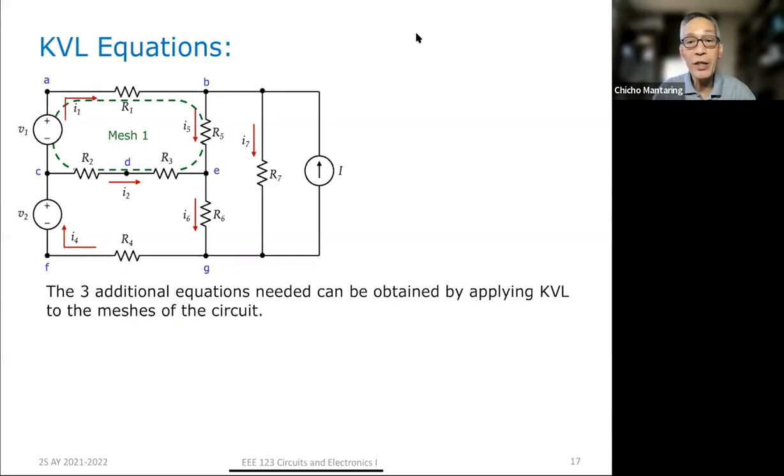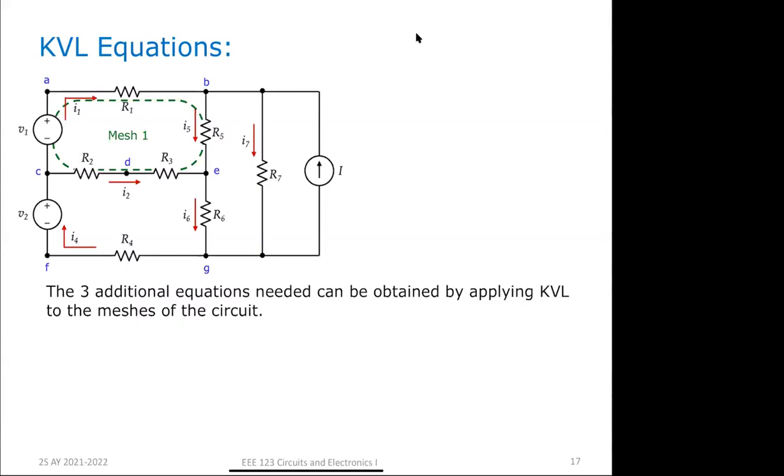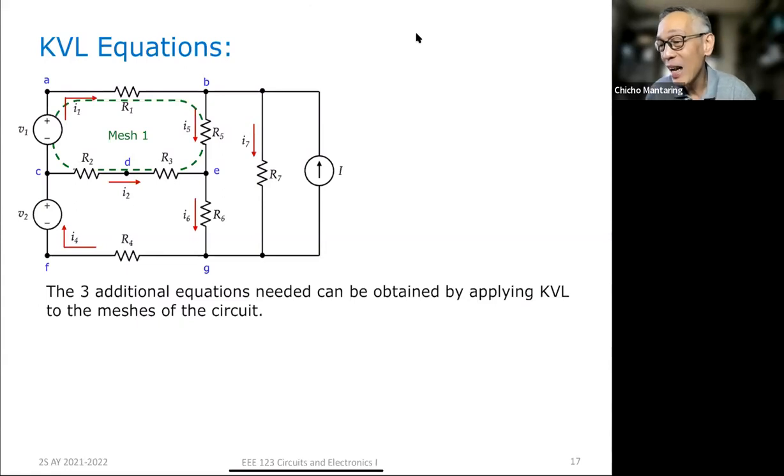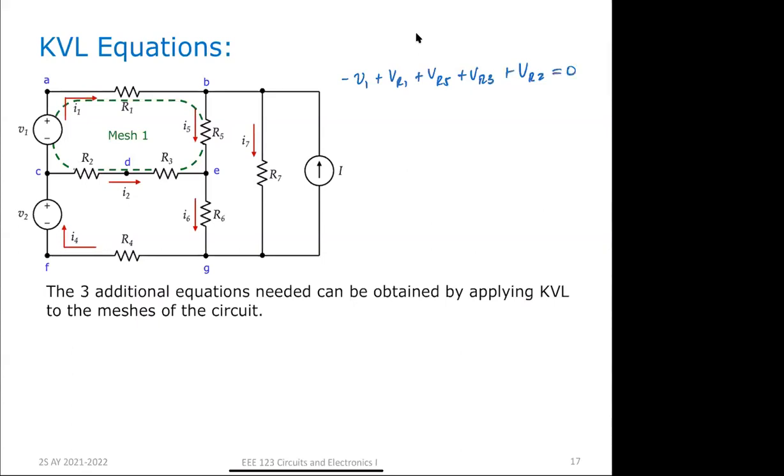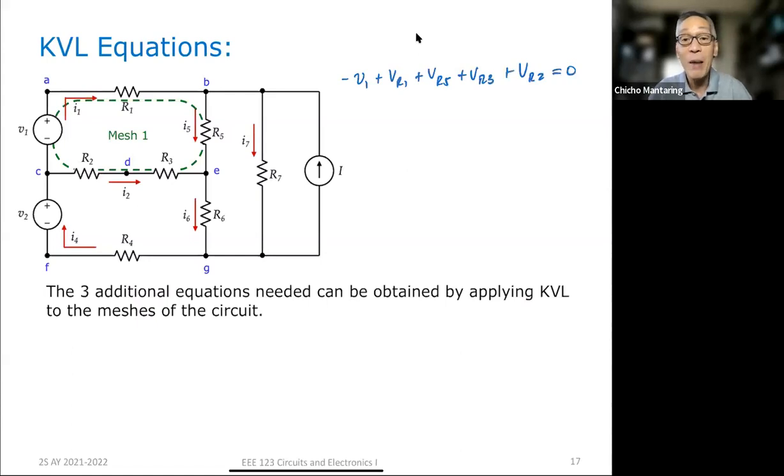You're equating voltage to resistance, no? Voltage resistance, sir. Yes, okay. That's right. So your KVL equation will be minus V1 plus, I think you should say, to be more accurate, VR1 plus VR5 plus VR3 plus VR2. Is that what you intended to say? Yes, sir. Okay, is equal to 0.